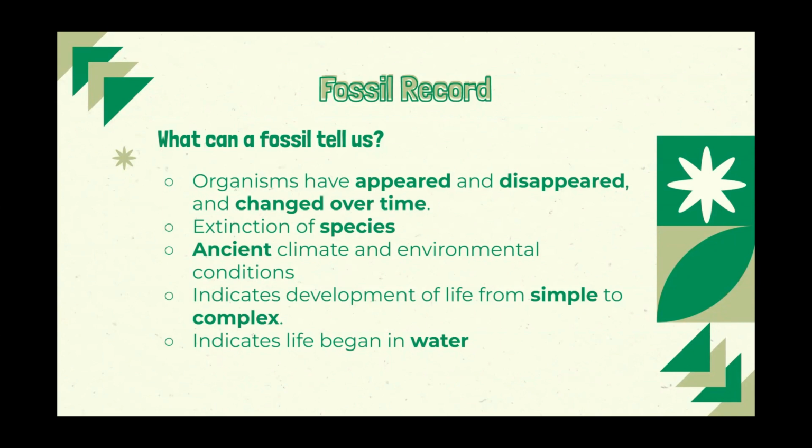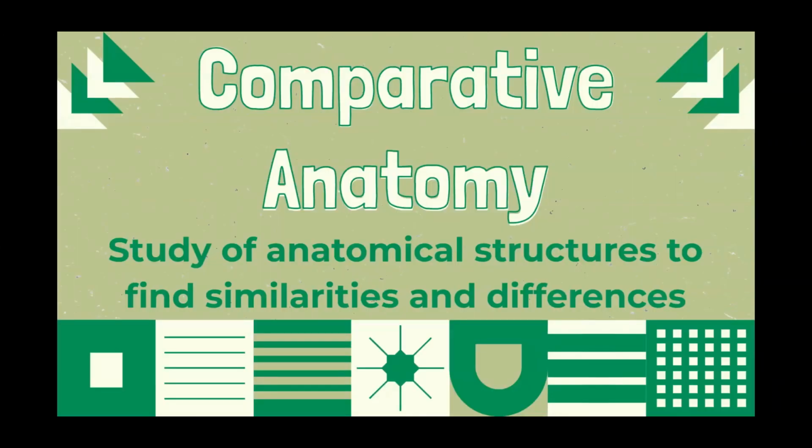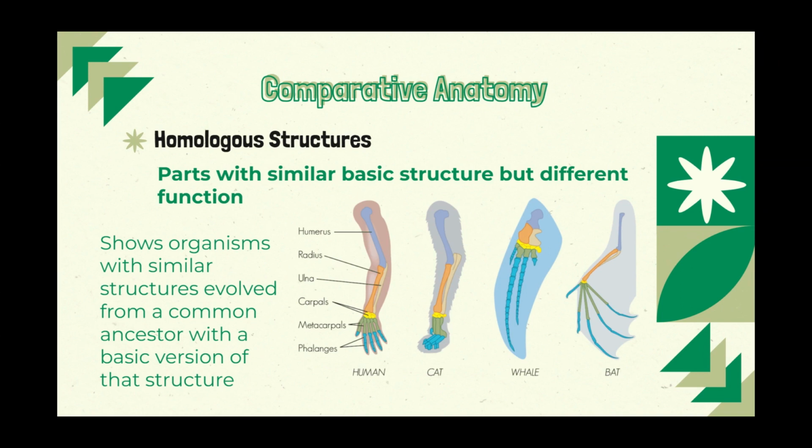Now let's talk about comparative anatomy. We're going to define this as the study of anatomical structures to find similarities and differences. In other words, we're comparing organisms' structures. And there are three terms that we're going to focus on. The first one, homologous structures. We remember from a variety of different units that homo means same. So we're just saying structures that are the same. And so this is defined as parts with similar basic structure but different function. In other words, the structure is very similar or the same, but the function is different.